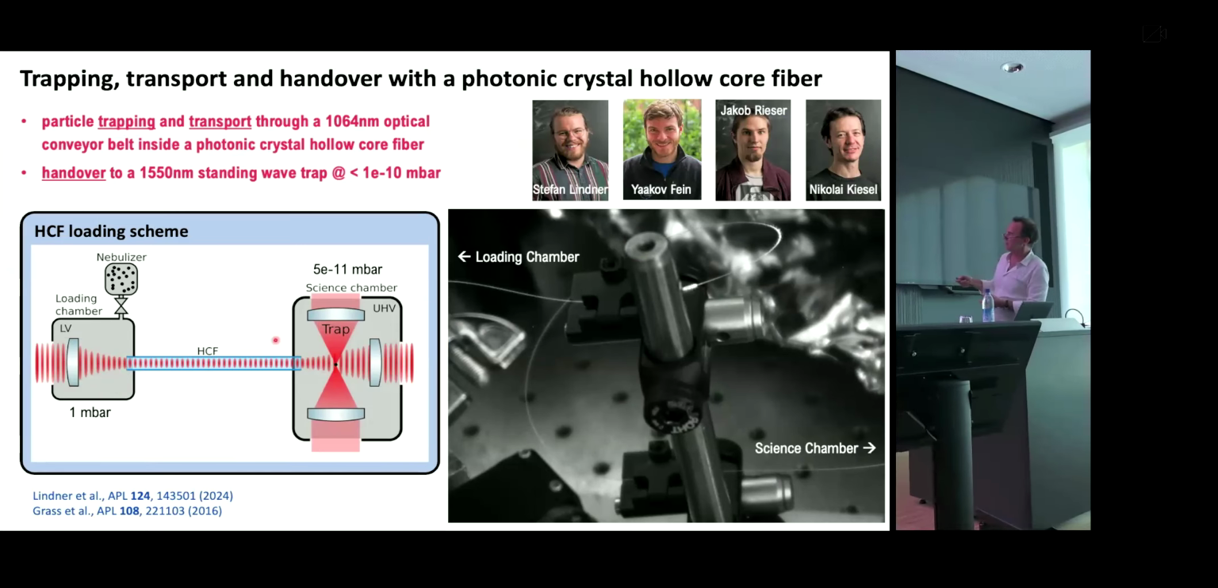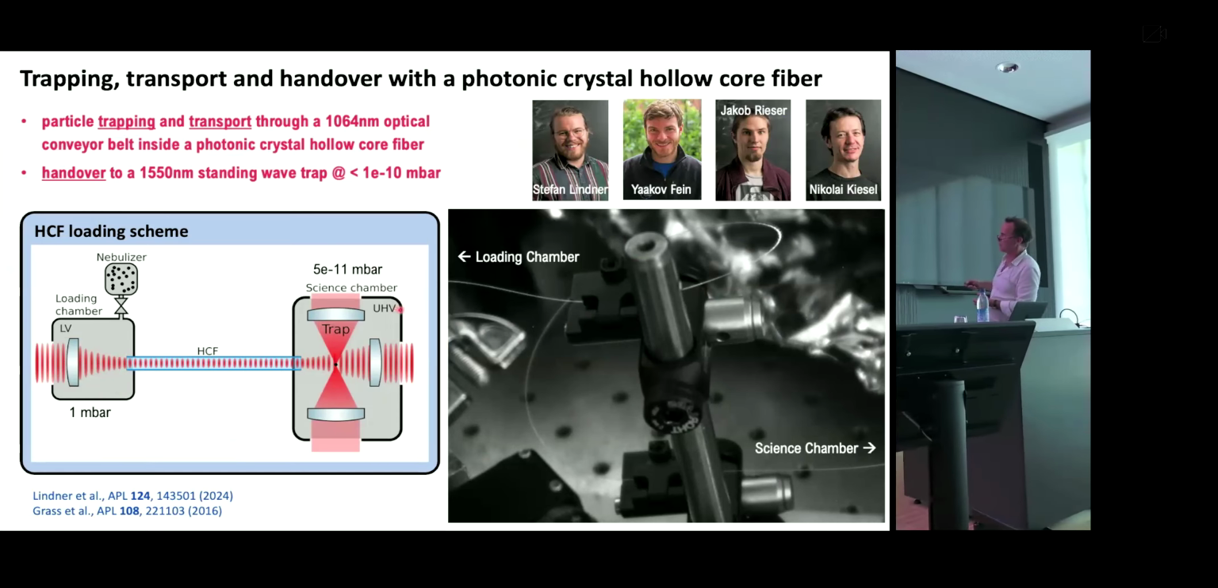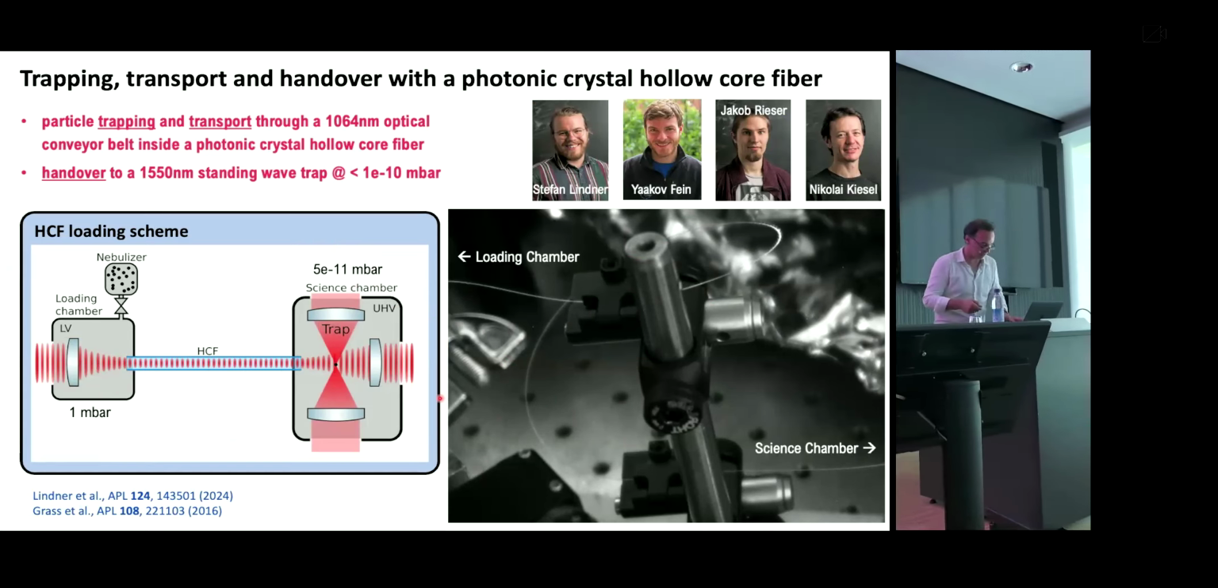And what you can see here is the hollow core fiber, and this is the particle that goes from the loading chamber, like here, zip, and goes into the science chamber, where it's then transferred into the other trap. This is actually a very nice method.